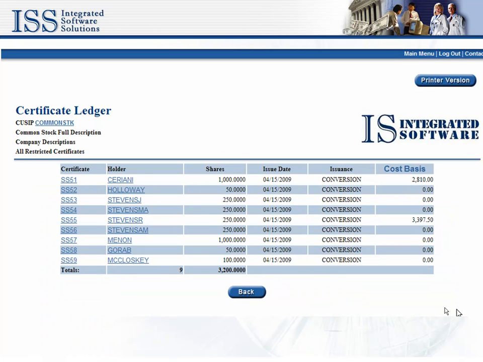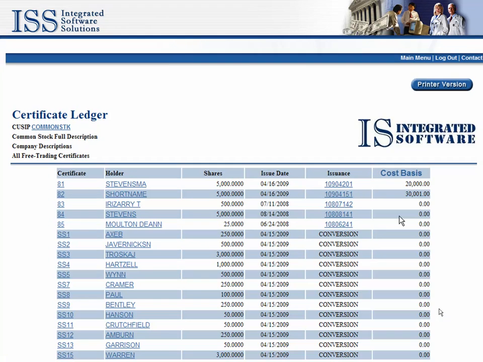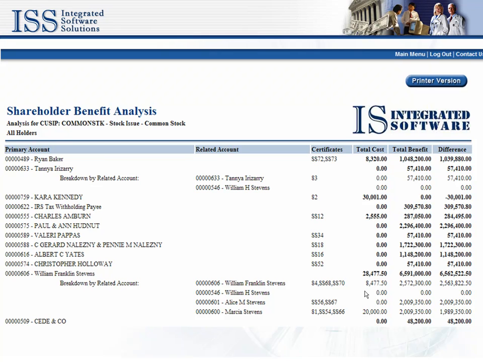The system also has a certificate ledger, which will show you again certificate and the holder, the number of shares, and how the certificate was issued. These particular examples are by conversion, but once you are on the system, the actual compliance number transaction link will be there so you can go directly to the link. The shareholder benefit analysis is a report that allows you to look at your primary account holders and any relationships related to that account and what any benefits are based on their cost basis and the actual amount of the position.